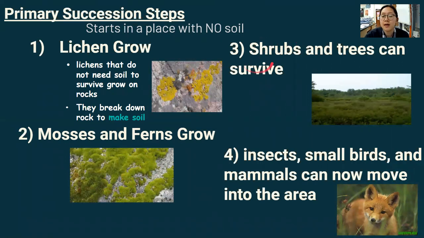The third step is that shrubs and trees can survive. So shorter trees and bushes are going to be able to survive on the soil that is produced from originally lichen, and then also mosses and ferns growing and dying and providing nutrients. The last step is that insects, small birds, and mammals can now move into the area because they have a habitat where they have shelter and food sources that they can live off of. So then you'll actually get the active life forms moving in.